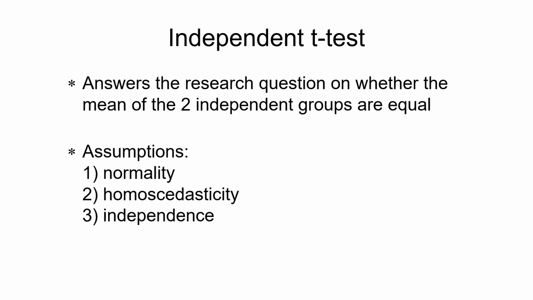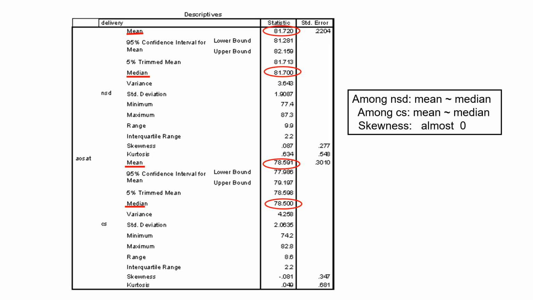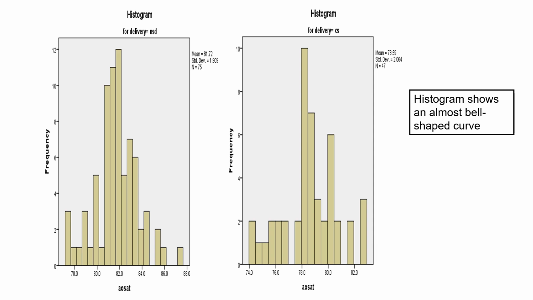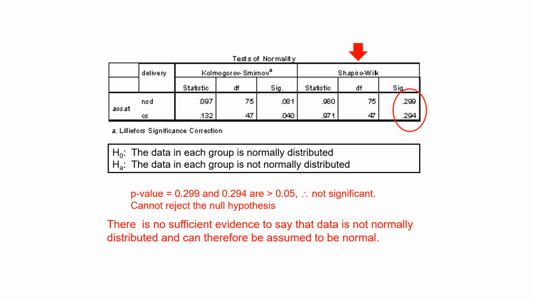There are ways to check violations of this assumption. One is looking at the descriptives of the data, if the mean is equal to the median in both groups and if skewness is equal to 0. Next is to output a histogram to see if you have a normal, symmetric, and bell-shaped curve. And lastly, run a test for normality, which is the Shapiro-Wilk test. An insignificant p-value on such test implies that data can be assumed to be normal.